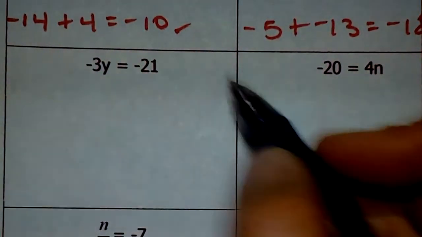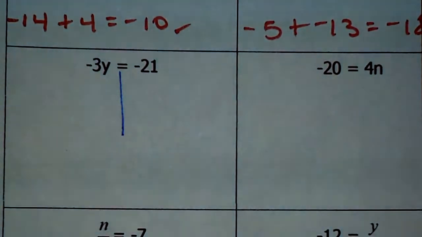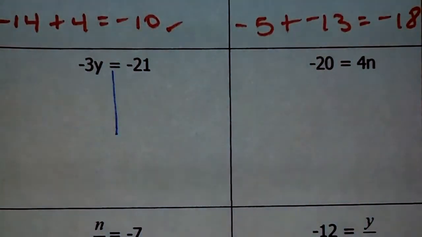I have negative 3y equals negative 21. I'm hoping that you're recognizing that this isn't an addition equation. This is a multiplication equation. So adding 3 to both sides isn't going to get y by itself. It's just going to give me negative 3y plus 3, because those aren't like terms.